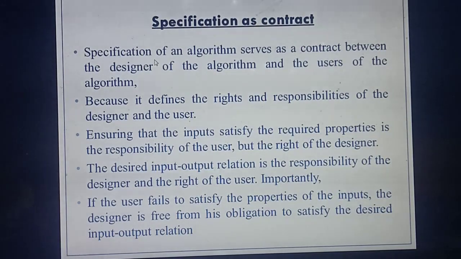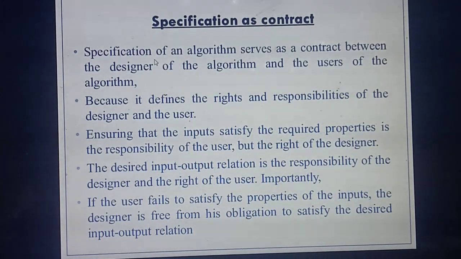Specification of an algorithm means it's a contract between whom and whom? The designer, who is designing the algorithm, as well as who is using the algorithm. So that's why they are giving the next line, rights and responsibilities. The user has the rights to say all of his needs to the designer. The designer's responsibility is to satisfy all the needs of the user. So that's the relation between the user and the algorithm. What are we calling it? Input output relation.